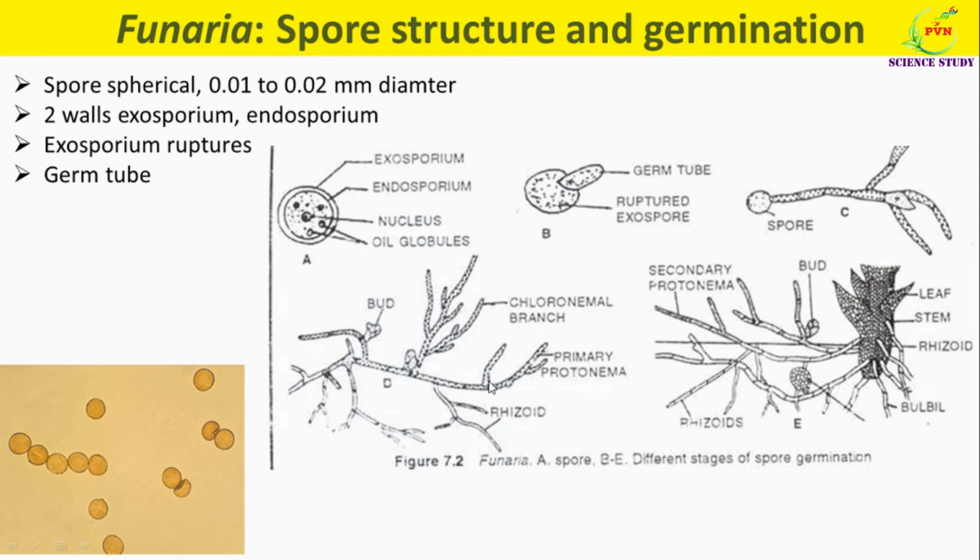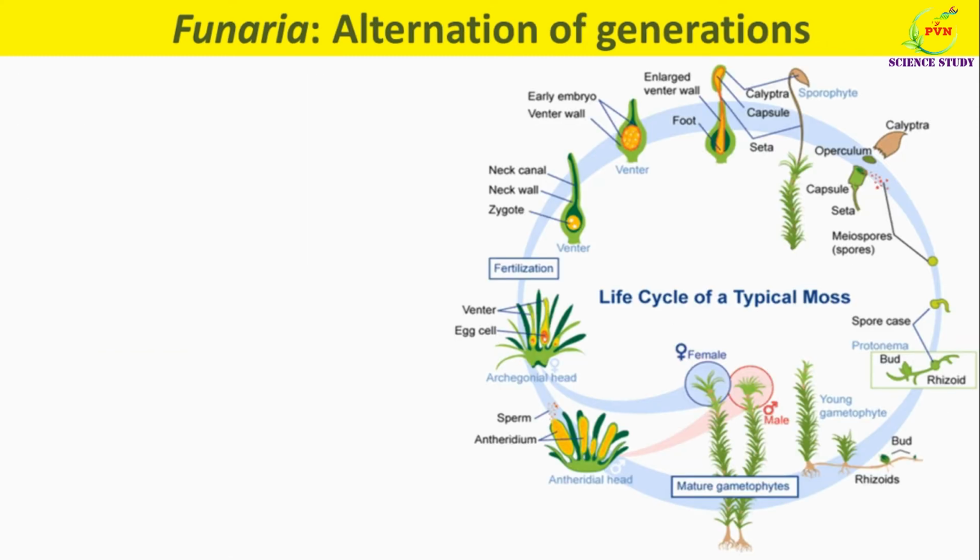Protonema is a juvenile stage of the haploid generation, which later on develops into the secondary protonema as well as the gametophore. The gametophore of Funaria represents the mature thallus of Funaria gametophyte. With this we have completed the spore structure and germination. Now we will see the alternation of generation or life cycle of Funaria.